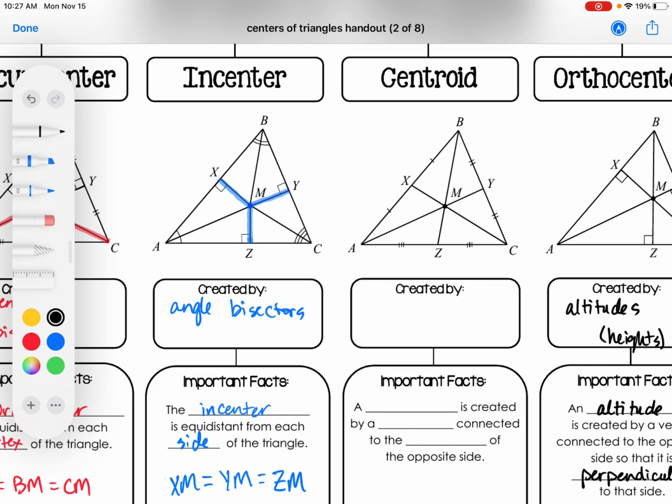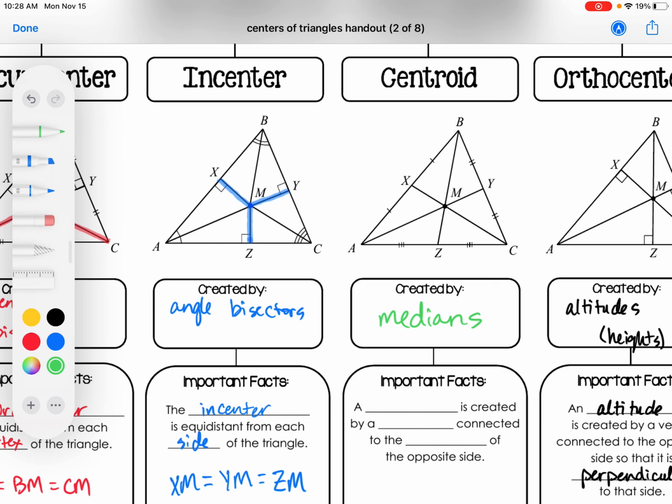Okay. Because it's the most complicated, it's also the one that's most likely to come up on the DCA or your final exam, so be on the lookout for that. All right. This one right here. It is created by medians.